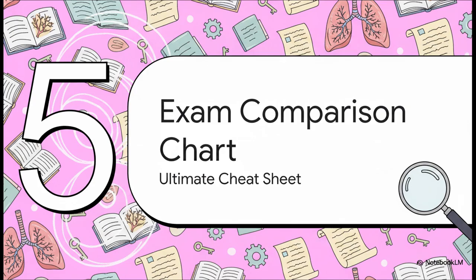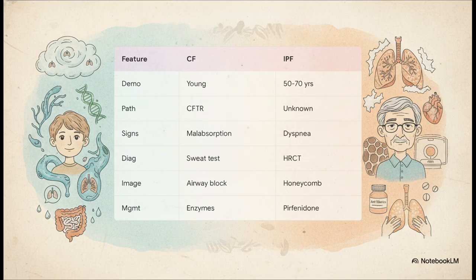And finally, Part 5, the ultimate exam comparison chart. Seriously, if you take a screenshot of anything from this explainer today, make it this chart right here. This is your ultimate cheat sheet for test day. Just look at the breakdown. Demographics, CF is young and genetic. IPF is older, 50 to 70.